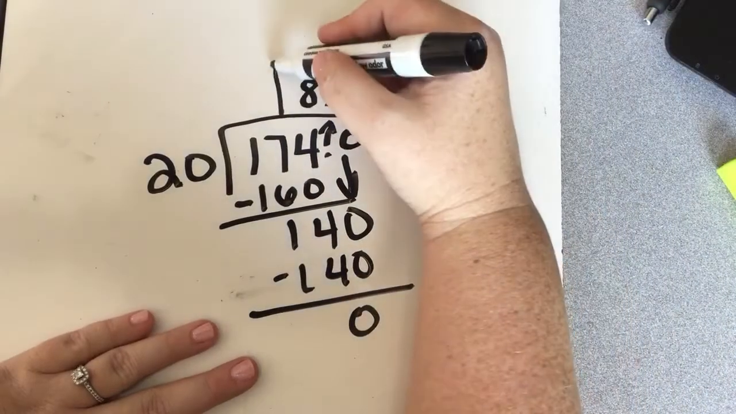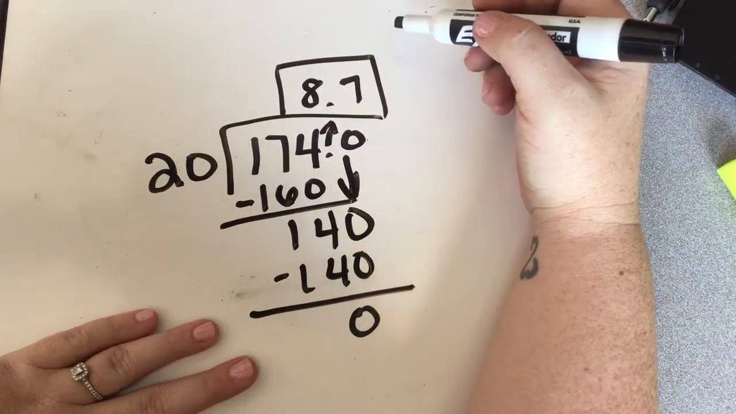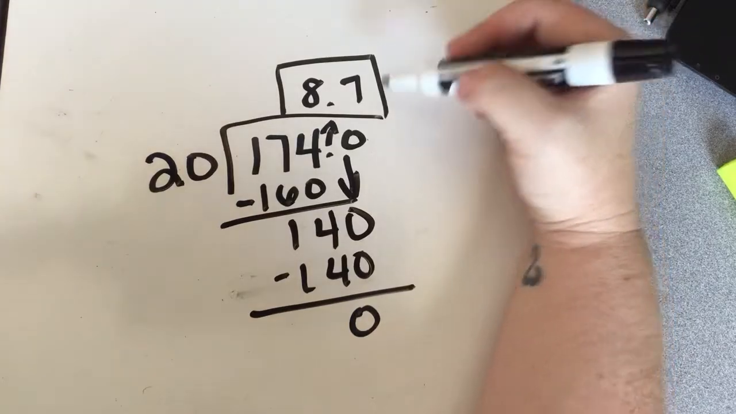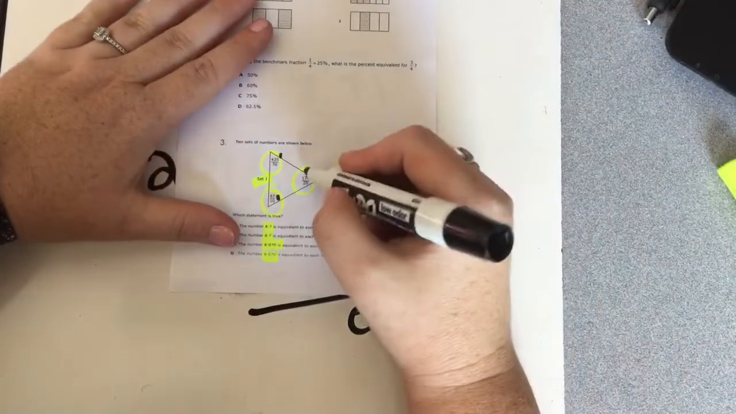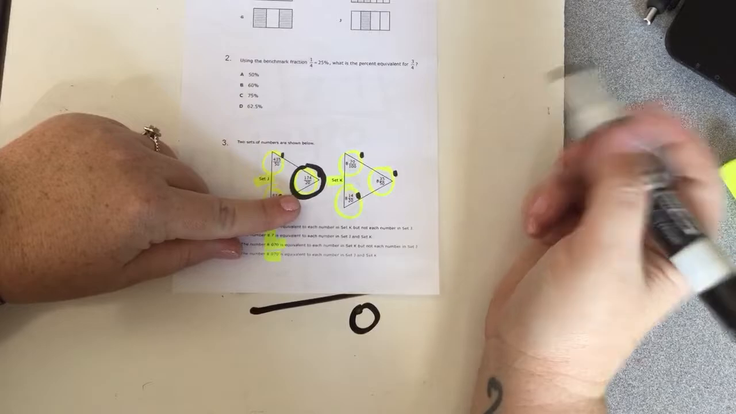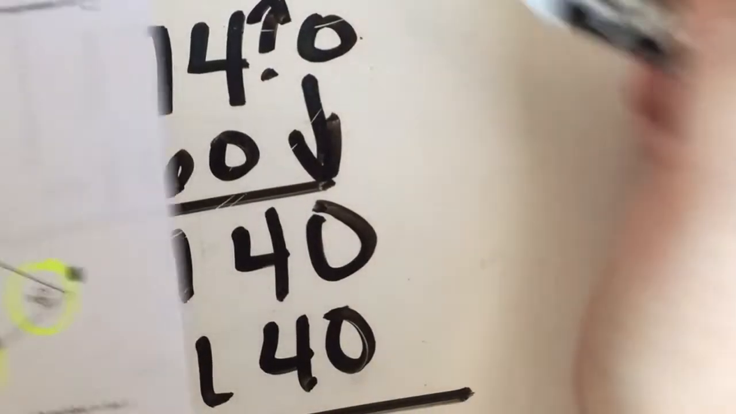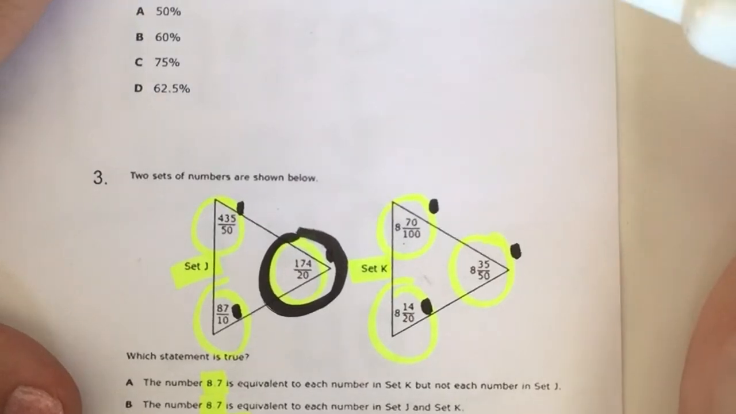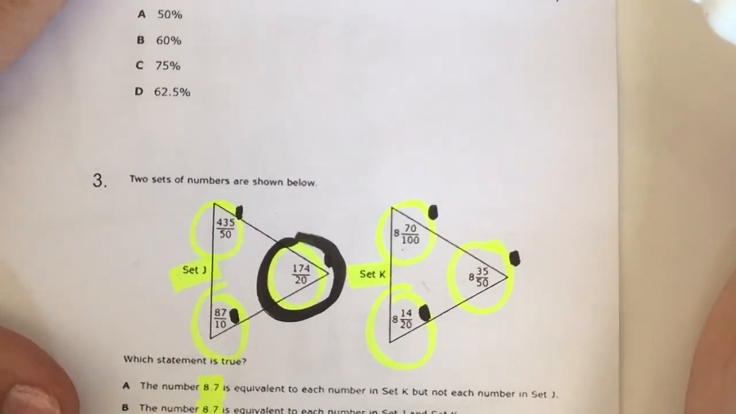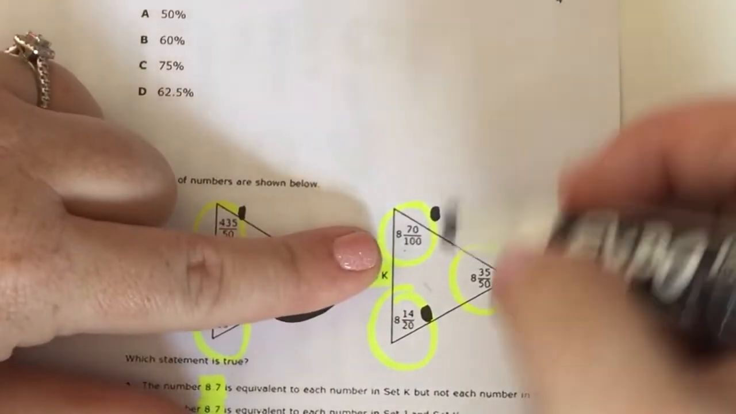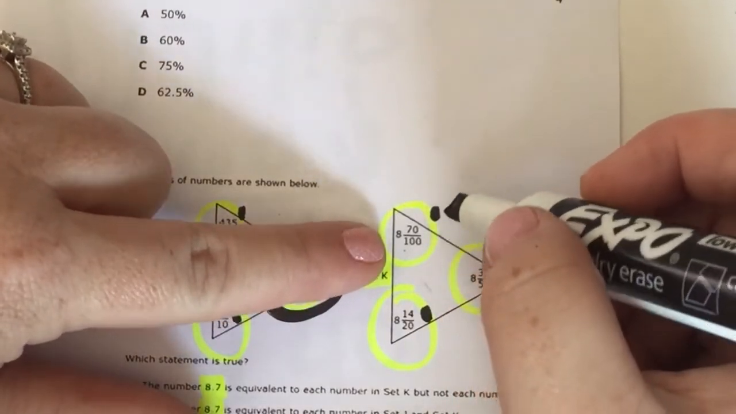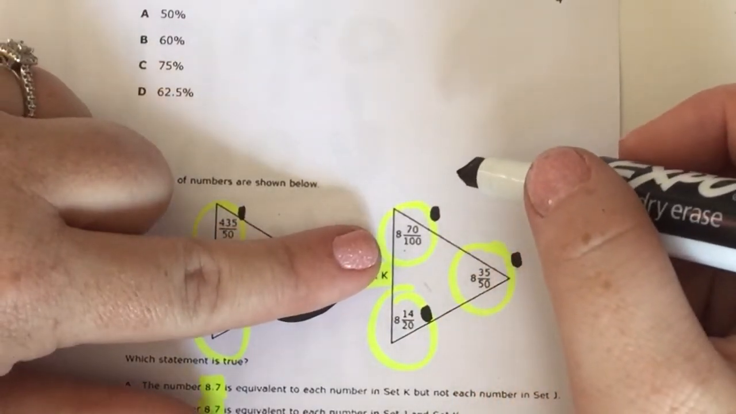So there is one of my answer choices, one of my improper fractions right here, and I turned 174 over 20 into a decimal, and it does equal 8.7. So you're going to have to do the same thing for the rest of them, just FYI. And once again, you're going to turn the mixed number into an improper fraction and then change it into a decimal.